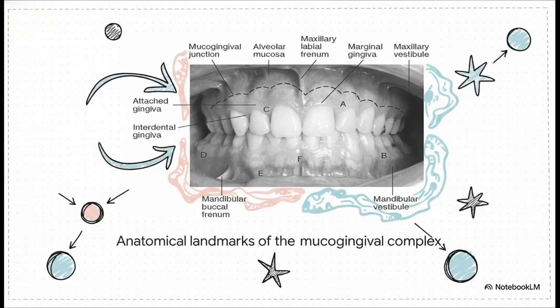Now, visually anchor these landmarks in your mind right now. Notice that distinct boundary of the mucogingival junction. It beautifully separates the attached gingiva from the looser alveolar mucosa. You literally have to be able to visualize exactly where that marginal gingiva ends and the attached gingiva begins. It's absolutely fundamental for diagnosing the conditions we're about to dive into.